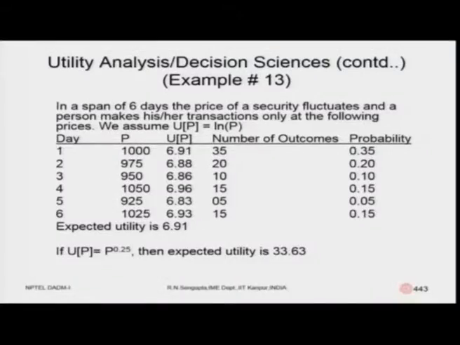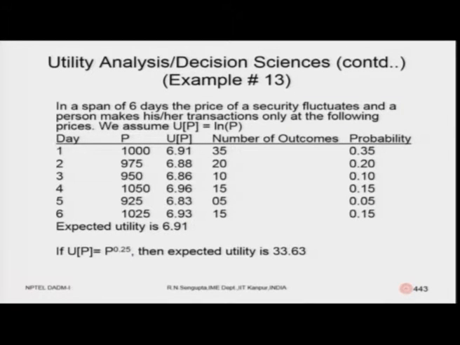Let us consider example 13. In a span of 6 days the price of the security fluctuates, and a person makes transactions only at the following prices. We consider the utility function to be logarithmic. On the first column you have the day, in the second column the price, and in the third column the corresponding utility, based on the fact that the utility function is logarithmic.